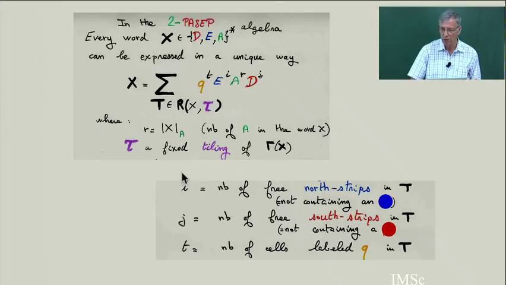And then we are going to have the analog of the normal ordering. In the two-species Pasep algebra, any word in the three letters D, E, A can be rewritten in a unique way, like this. All the E are on the left, all the D are on the right, and what remains, the green, are in the middle.